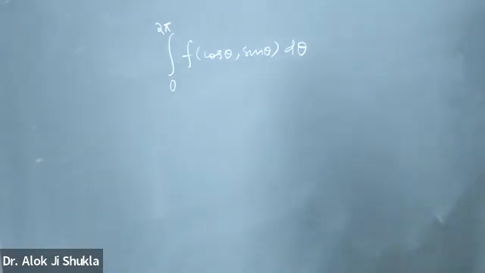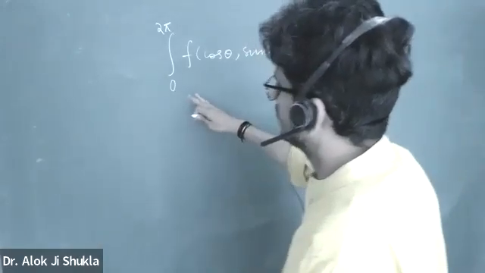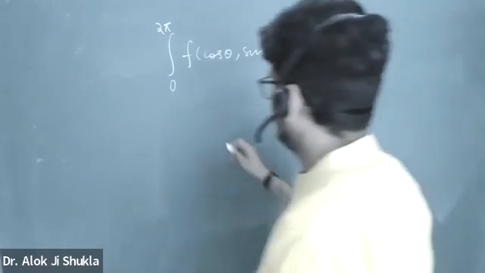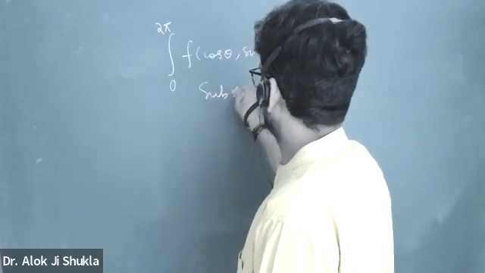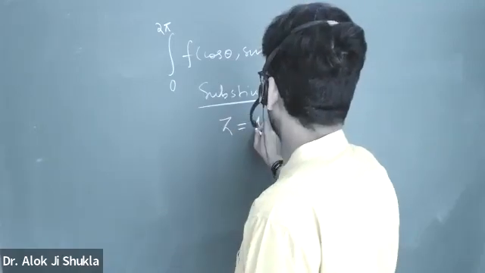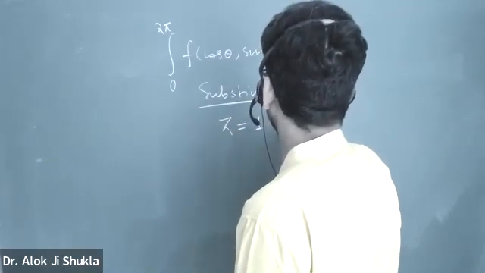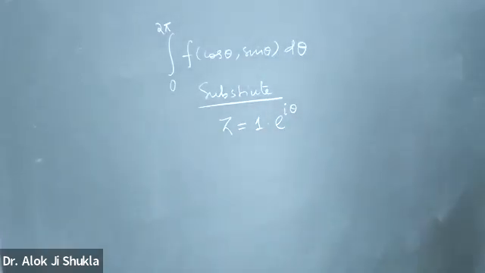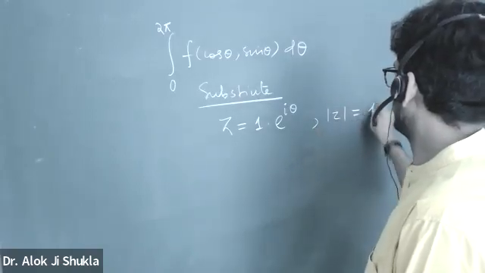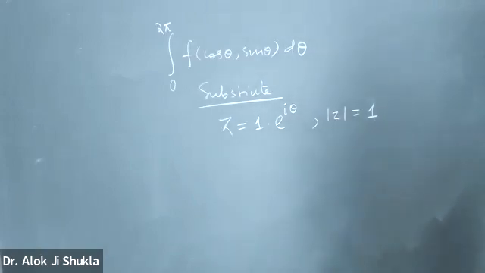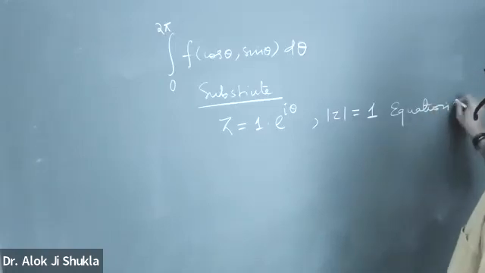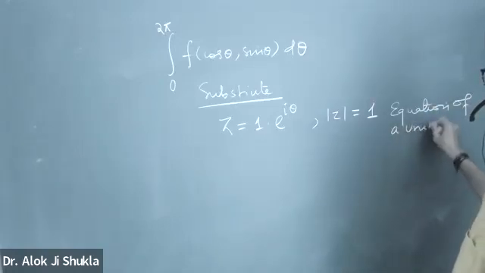Okay. Now the method says, I am going to transform this into contour integration. So what I am going to do, I am going to substitute z is equal to 1 into e to the power i theta. I am going to put this. What is this? This is actually mod of z is equal to 1. So this is the equation of a unit circle.